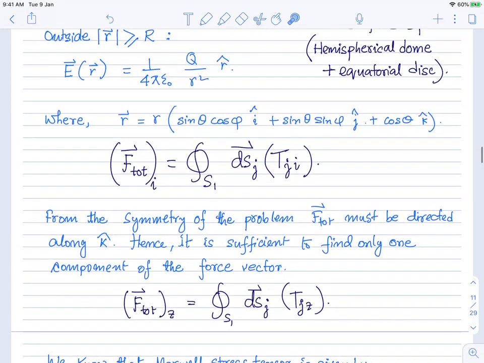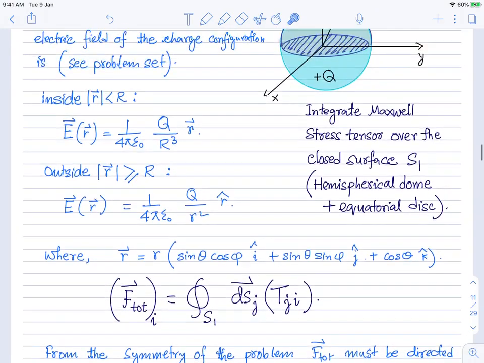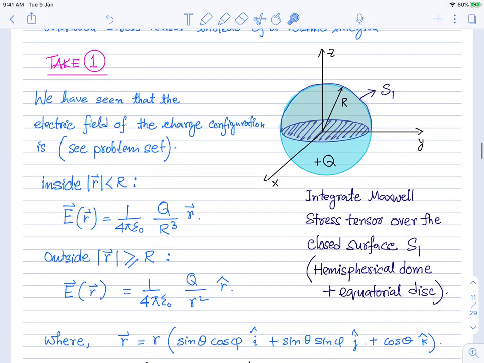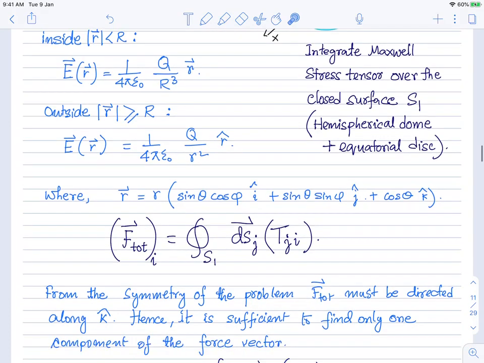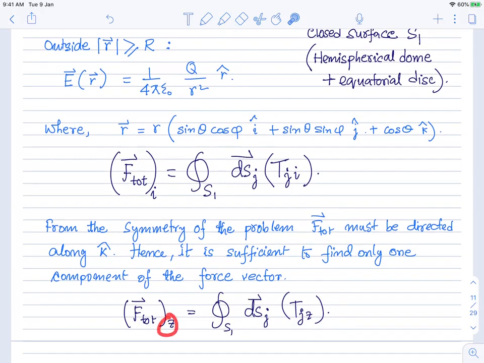Now here, just for simplicity, we will use a physical intuition. As I said, the force on this northern hemisphere would be acting along the z direction. It's going to be acting in this direction, and this one will be in this direction. Because the force will be in the z direction, this free index i, we can just make into a z index. That's what we need. It's the z component of the force that is going to be non-zero, and by symmetry, the x and the y components are going to be 0.